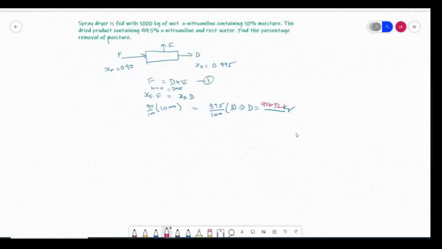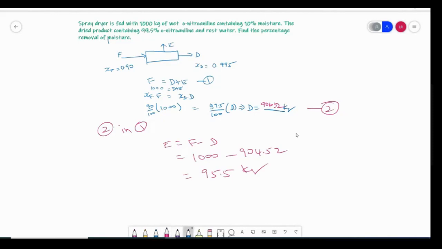So what is the thing? Next you have to substitute in the equation. Let it be 2 in 1 gives E equal to F minus D, which is 1000 minus 904.52. How much? 95.5 kg. Okay, so now the main important thing is you have to determine the percentage moisture removal.